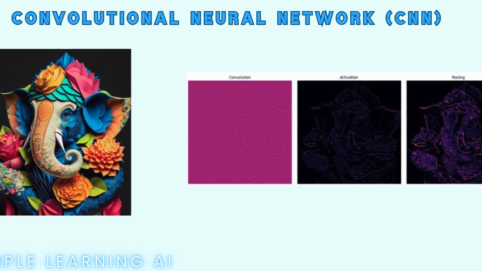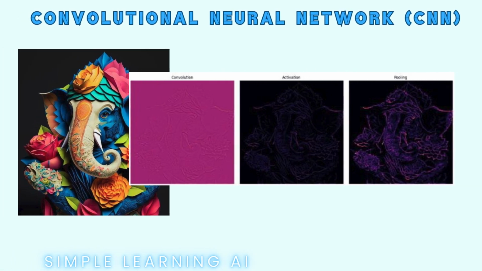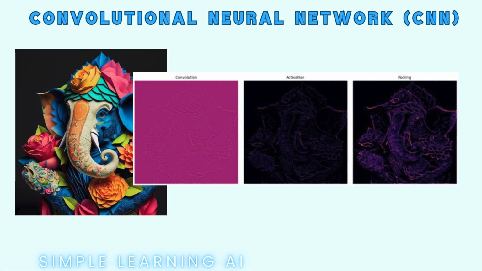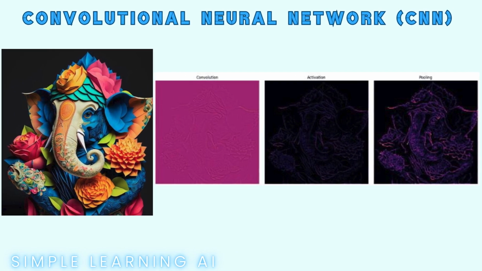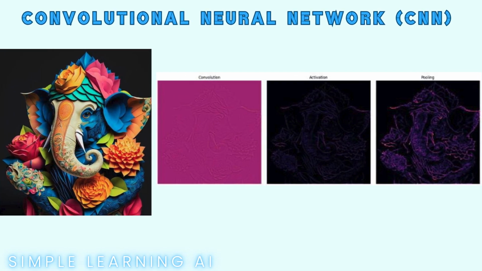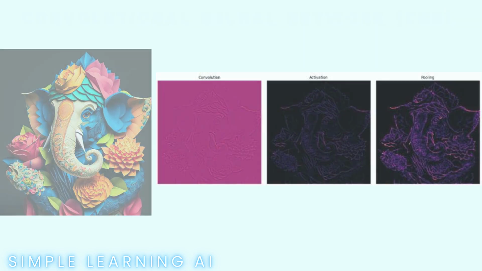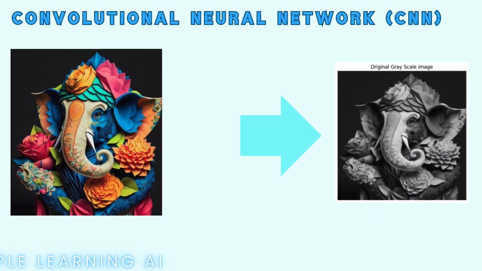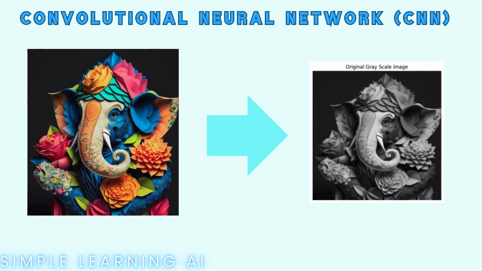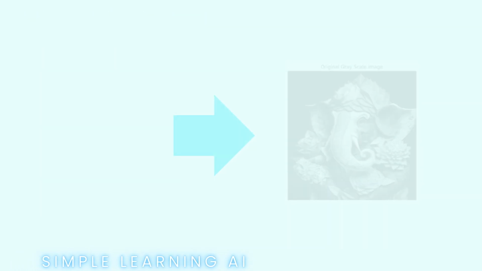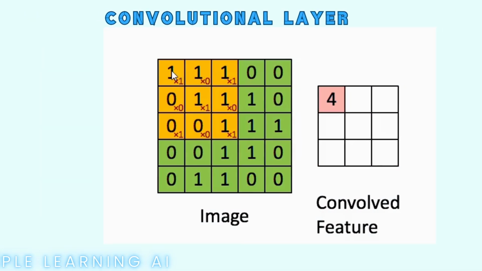Convolutional Neural Network, CNN, are made for images and visual data. Instead of looking at the whole image at once, CNNs scan small parts, called filters or kernels. These filters help identify patterns like edges, textures, and shapes. They preserve spatial structure, which makes them great for photos. Here are the layers in CNN.